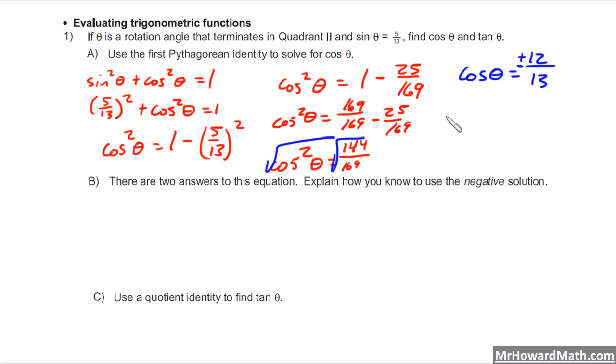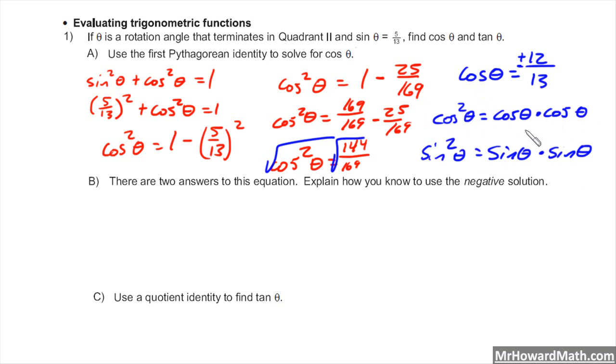One clarification too, cosine squared theta, let's talk about what that really means. That means this, it means cosine theta times itself. Okay, that's what cosine squared theta means. Sine squared theta means this. It means sine of theta times sine of theta. That's what those mean, just so we're clear.